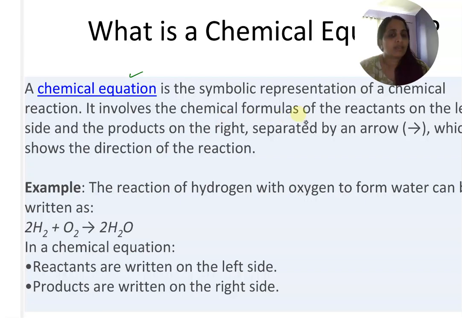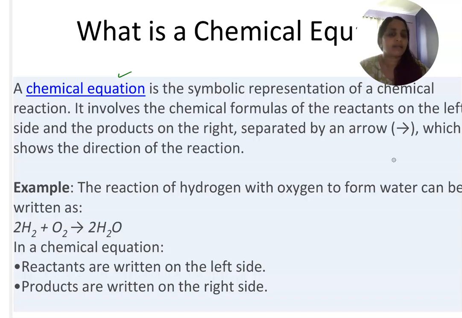It involves the chemical formulas of the reactants on the left side and the products on the right side, separated by an arrow. Example, here it is given. The reaction of hydrogen with oxygen to form water can be written as 2H2 plus O2 gives 2H2O. So in a chemical equation, reactants are written on the left side and products on the right side. That's as per the rule. Both are connected through the arrow.